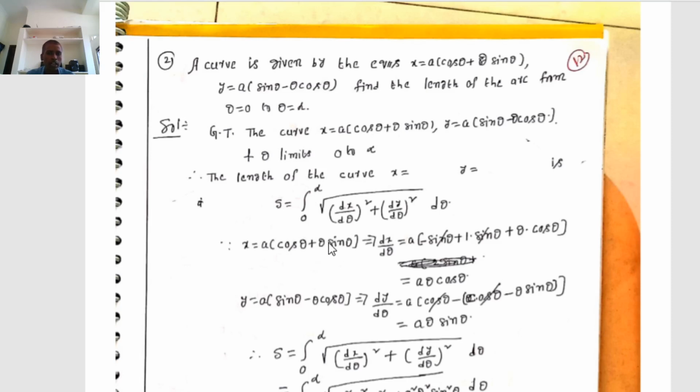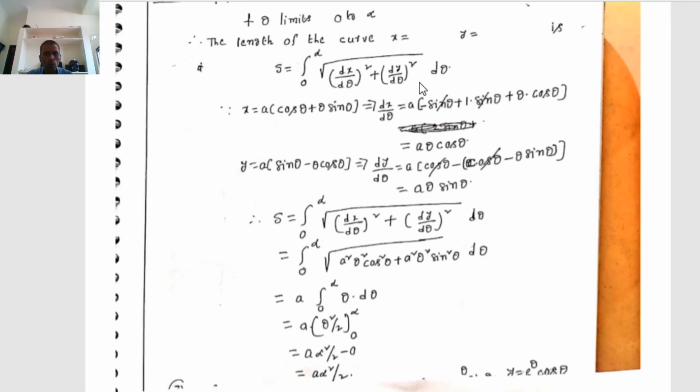Using the uv method: u dash v plus u v dash, where u is theta and v is sin theta, differentiating 1 into sin theta plus theta into cos theta. Differentiating cos theta gives minus sin theta. That is dx by d theta equal to a into minus sin theta plus 1 into sin theta plus theta into cos theta plus sin theta. Minus sin theta and sin theta get cancelled, so that equals a into theta cos theta. Therefore, dx by d theta equals a theta cos theta.